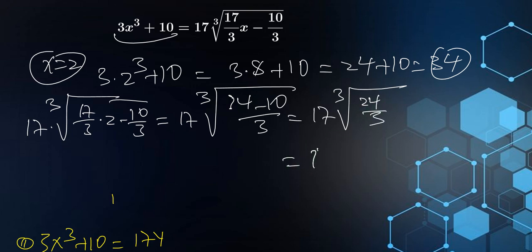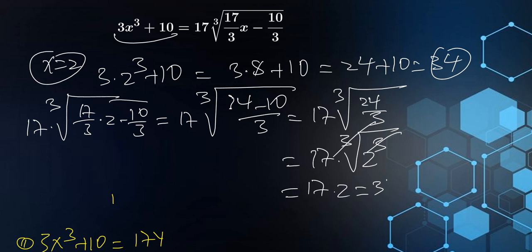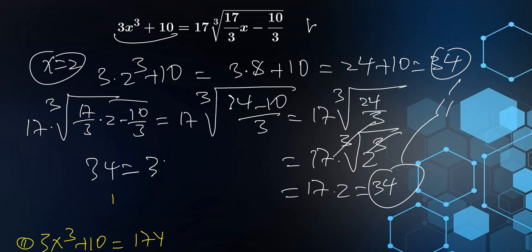So we're going to have 17 times the cubic root of 8. 8 is 2 to the power of 3. So we have 17 times 2, which is 34. And now we get 34 equals 34. So this is correct, guys.